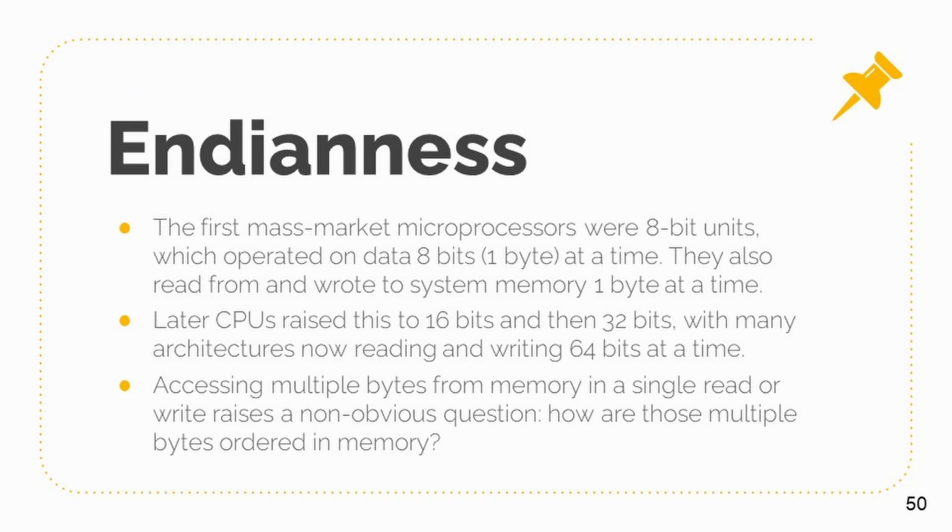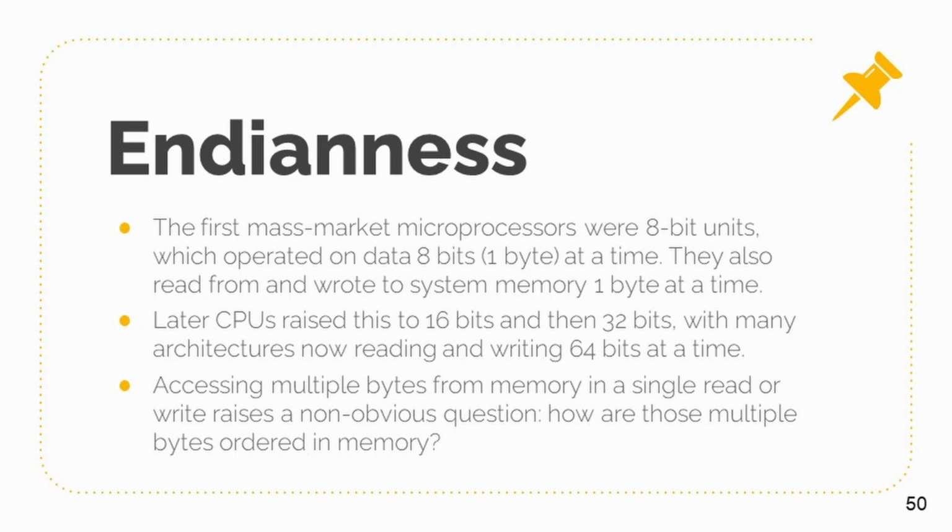The ordering of bytes in memory is a fundamental aspect of computer architecture and is known as endianness. Endianness refers to the byte ordering scheme used to store multi-byte data values in memory. There are two main types of endianness: big endian. In a big endian system, the most significant byte, MSB, of a multi-byte data value is stored at the lowest memory address, while the least significant byte, LSB, is stored at the highest memory address. This means that when you access a multi-byte data value in memory, you start reading from the highest address down to the lowest address. Little endian.